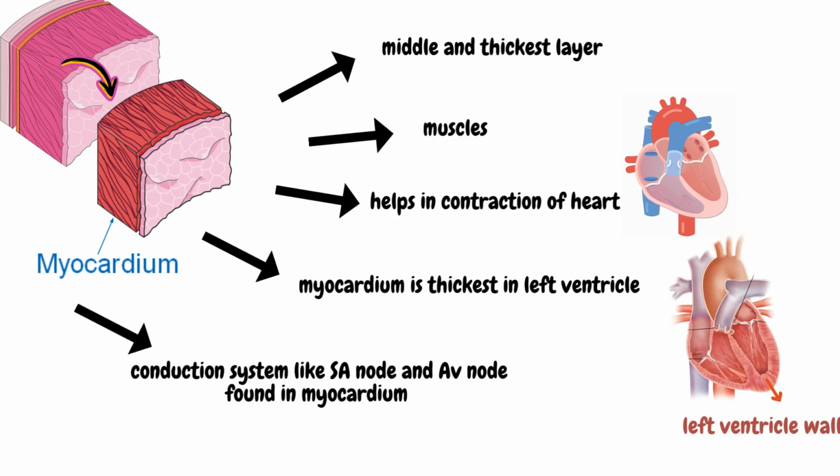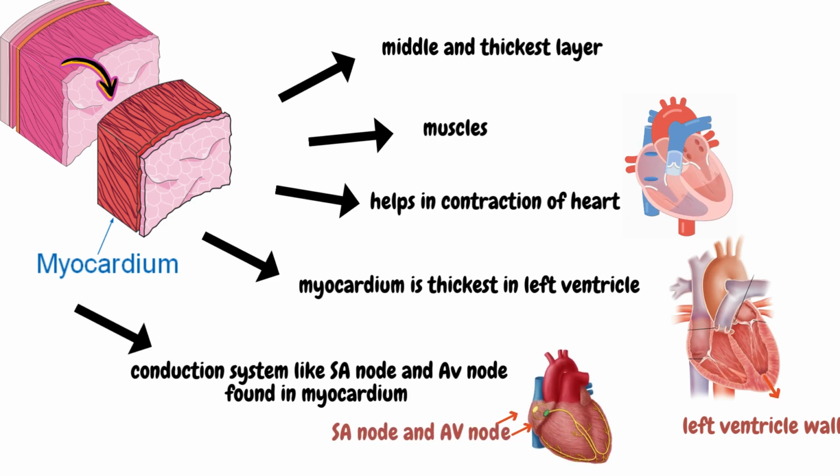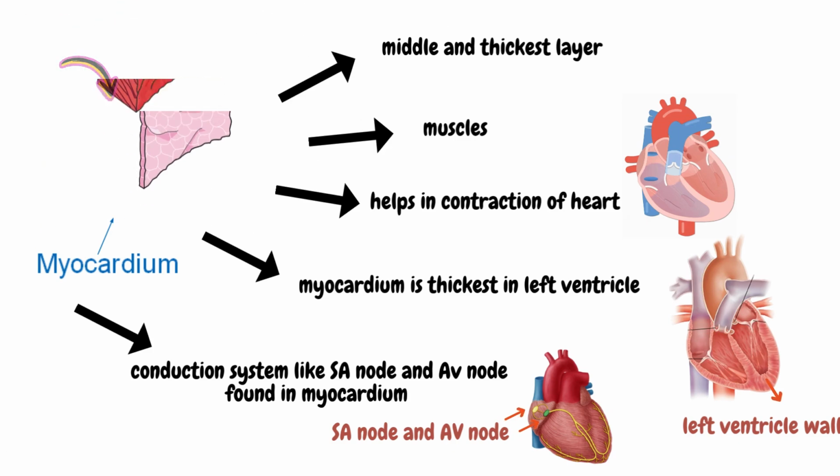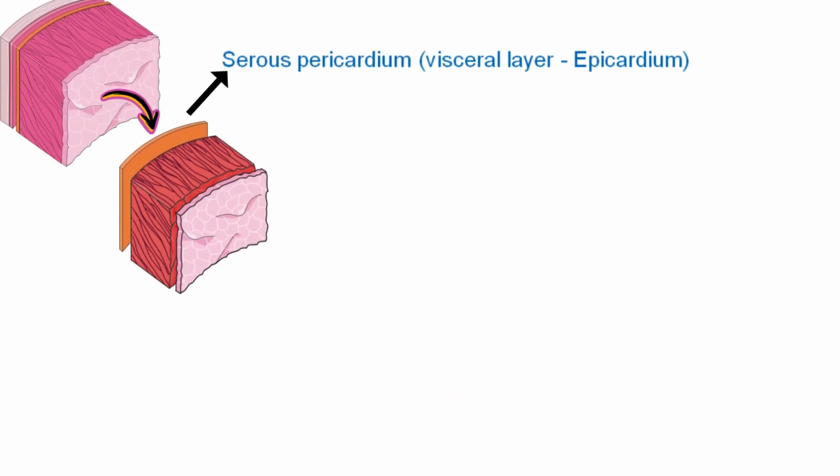Conduction system like the SA node and AV node are also found in the myocardium. The third layer of the heart is called the epicardium. Epicardium is not a part of the heart itself, but since it sits so tight to the myocardium, it is considered as a part of the heart layers.